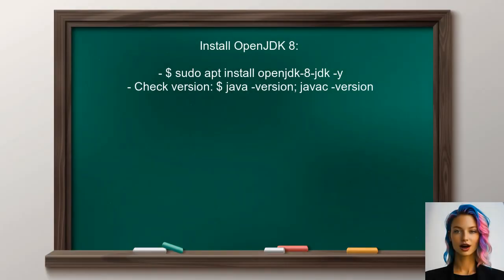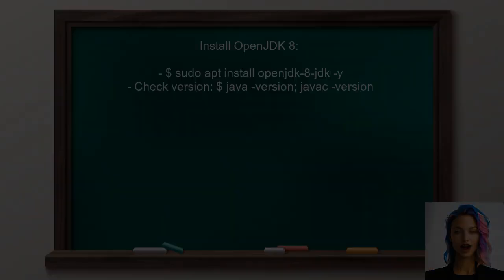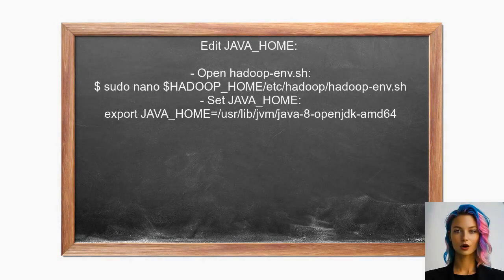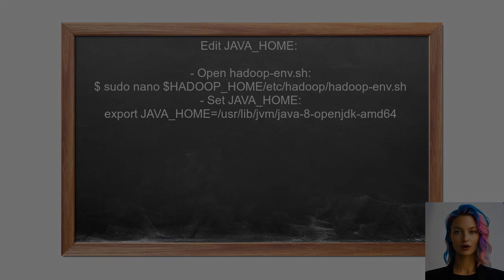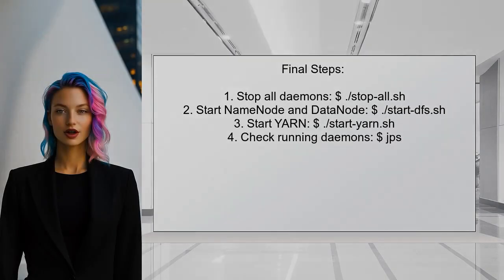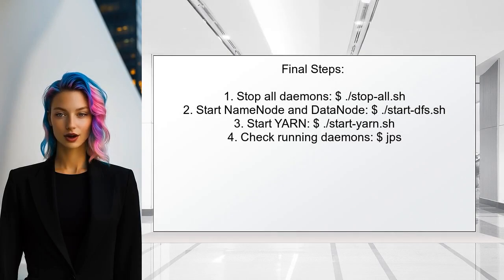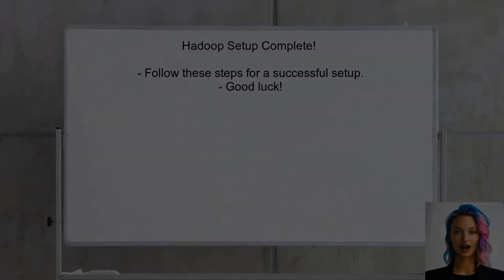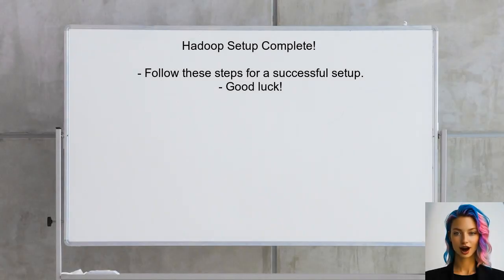Next, install OpenJDK 8 using the command sudo apt install openjdk-8-jdk. After installation, check the Java version to confirm. Then edit the JAVA_HOME variable in the hadoop-env.sh file to point to the new Java installation. Use the command to open the file. Finally, stop all daemons, start the name node and data node, and then start the Yarn Resource Manager and NodeManager. Check if all daemons are running using the jps command. With these steps, the user successfully set up Hadoop.